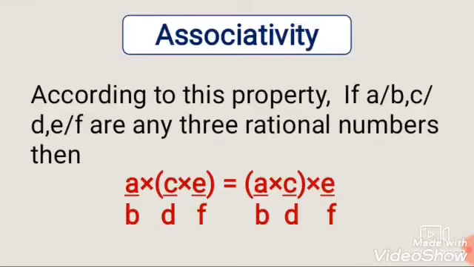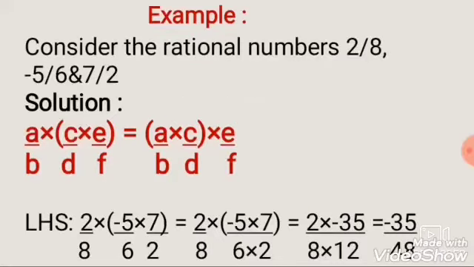Let me move on to the next property, associativity. According to this property, if a by b, c by d, e by f are any three rational numbers, then a by b into c by d into e by f is equal to a by b into c by d into e by f, with the grouping changed. Okay, now let me prove with an example.